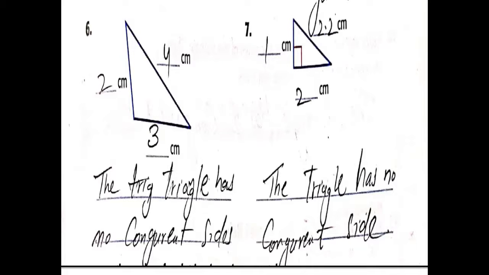Next number is 7. One side is 1 cm, second side is 2 cm, and the third side is 2.2 cm. In this triangle also, the 3 sides are not the same. We will write the triangle has no congruent sides because all are of different size.